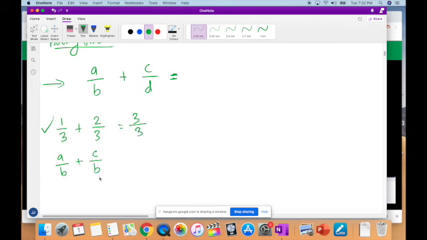Seeing what I do there? They have the same denominator. So your denominator is going to be just the B, and you add your normal A plus C. Yeah? But my thing is, what if they don't have the same denominator, so 1 over 3 plus 3 over 4? What do you do to add those?